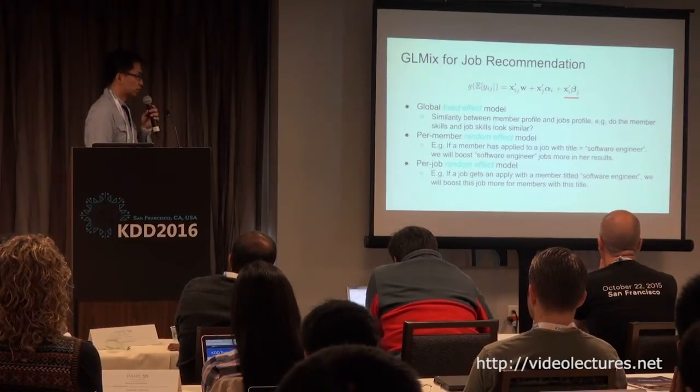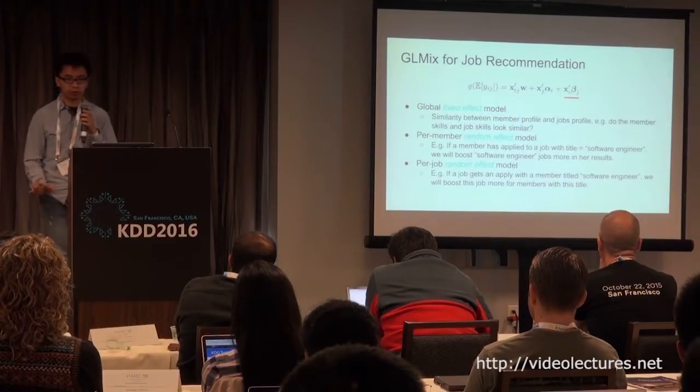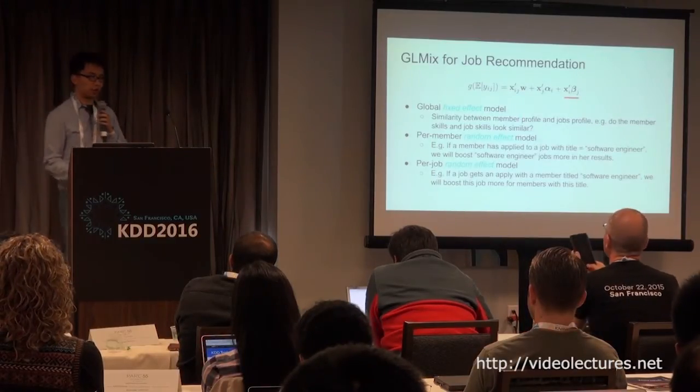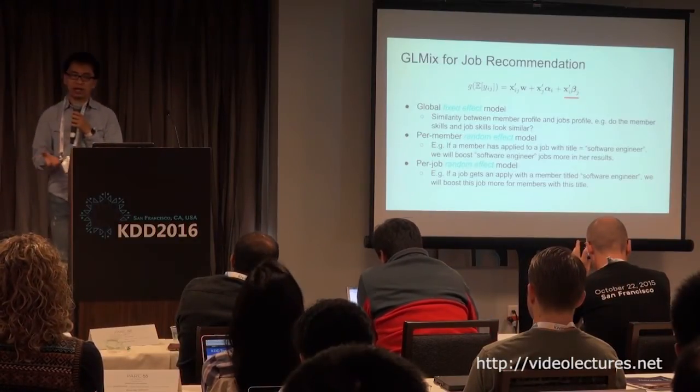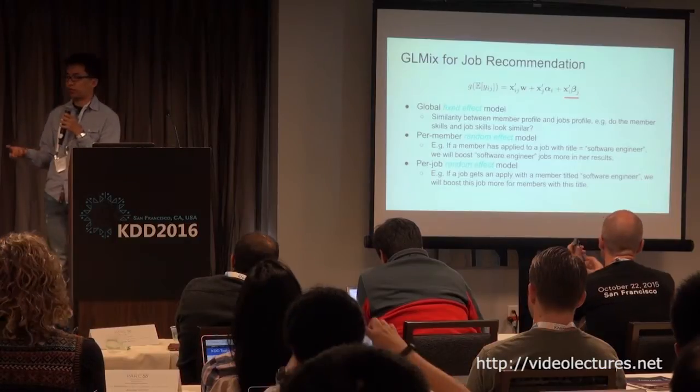So this is just one very specific example of GeoMix applied to job recommendation. A GeoMix model, as we will see later in the hands-on tutorial, is not necessarily constrained to only have, for example, per-member and per-item coefficient components.